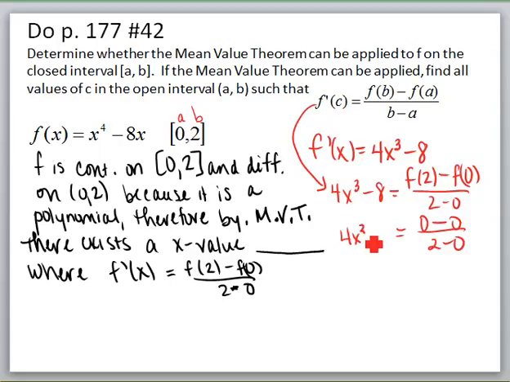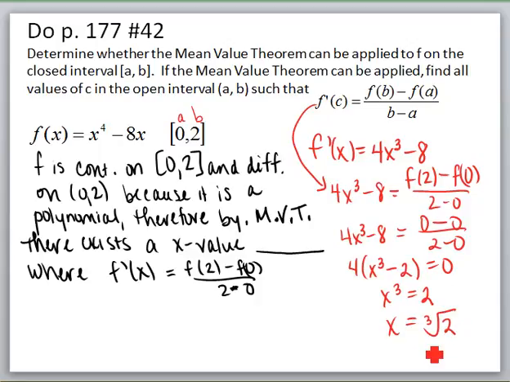So really I'm just looking at where is 4x cubed minus 8 equal to 0. I'm going to go ahead and factor out that 4 right now. So where is 4 times the quantity x cubed minus 2 equal to 0? And that would mean when x cubed is equal to 2, it would be equal to 0. So the x value is the cube root of 2. That does fall within the interval, so I know that I can go ahead and fill in my blank there. There's an x value at cube root of 2.